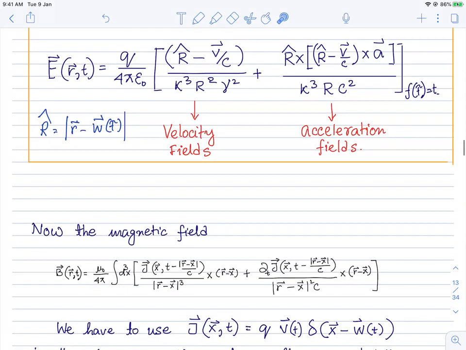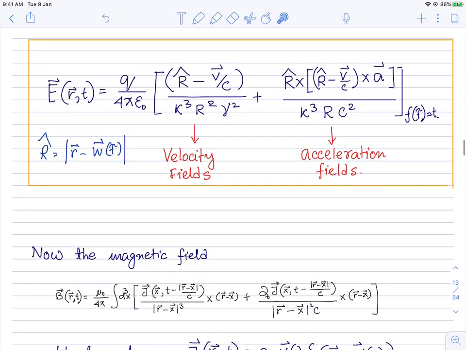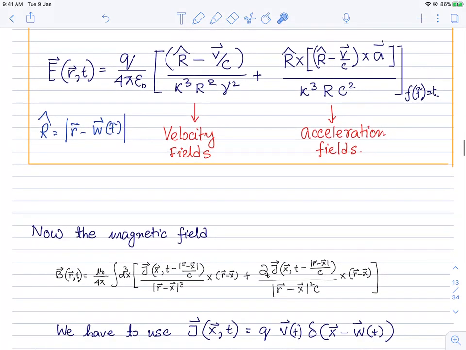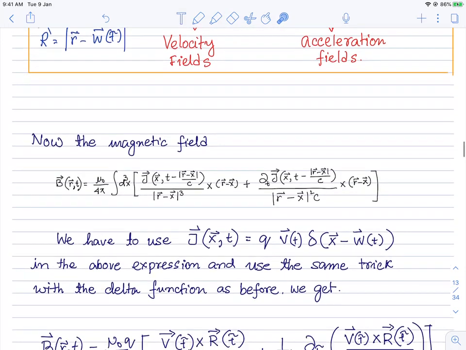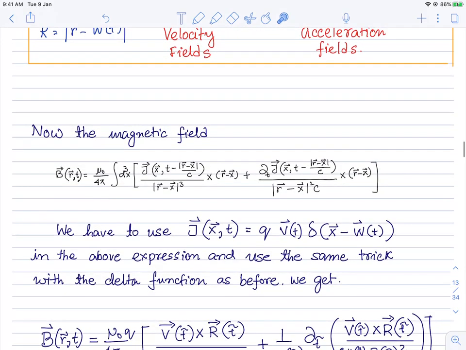So that's the electric field for you. We have already done that. Now what about the magnetic field? Let's move on to the magnetic field.